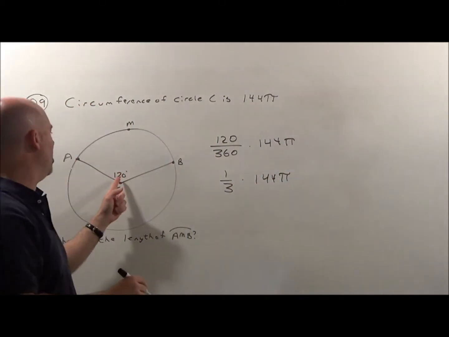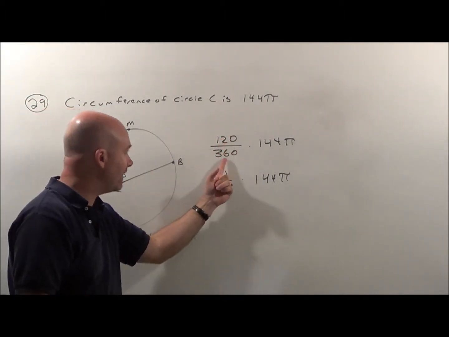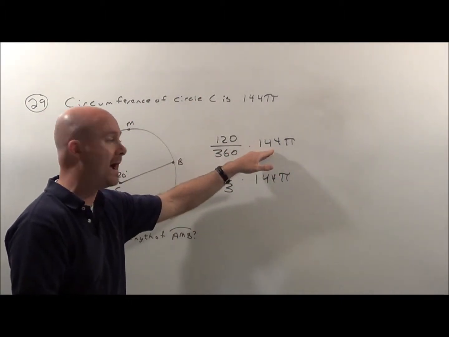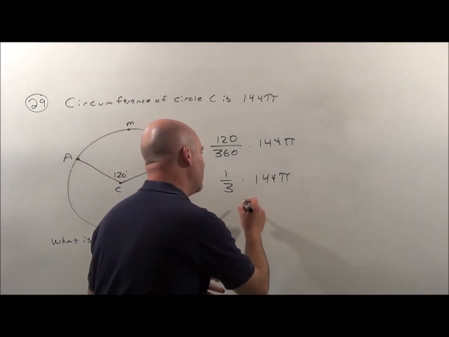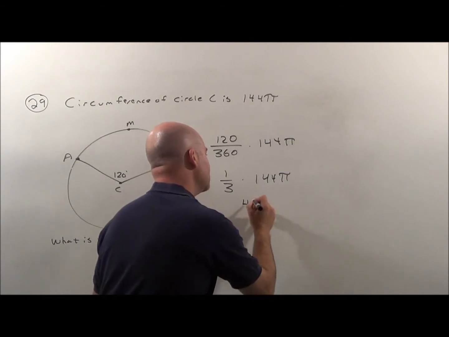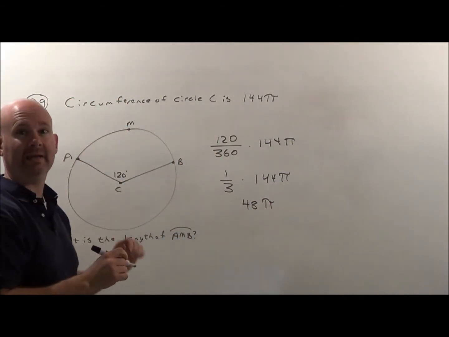Now again, this could have been 111 degrees. You would have done the same thing. You would have gone 111 degrees out of 360 times the total distance around it, 144 pi. So I've got 1/3 of 144 pi, a third of 144 is 48. So my answer, that's going to be 48 pi.